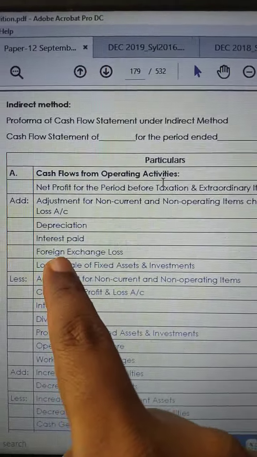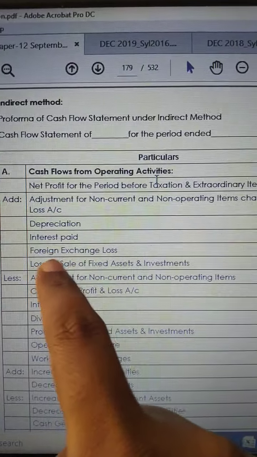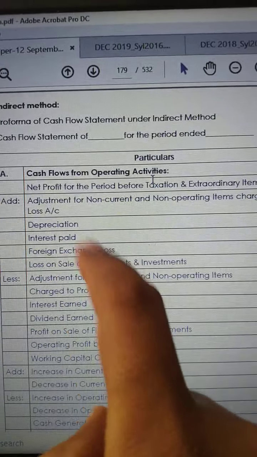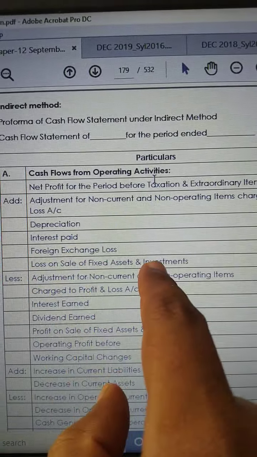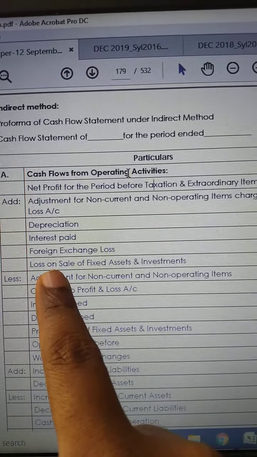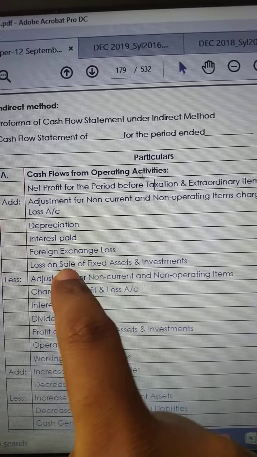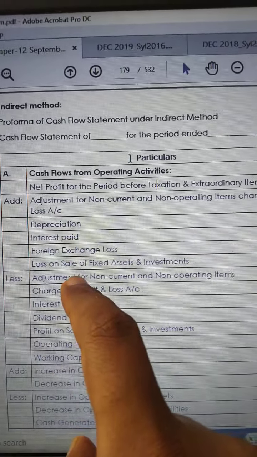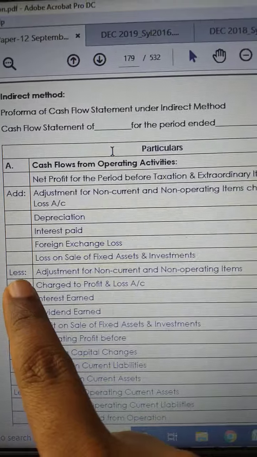Then foreign exchange loss. Foreign exchange loss is a book loss. If it is a book loss, then add it. Then loss on sale of fixed assets. It's a non-cash loss and also a non-operating loss. So it is added.